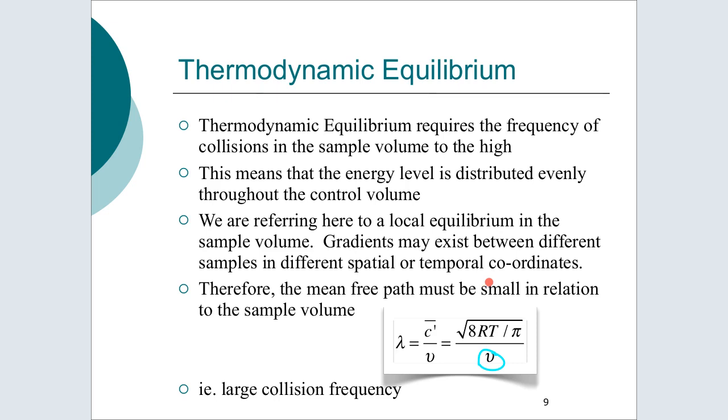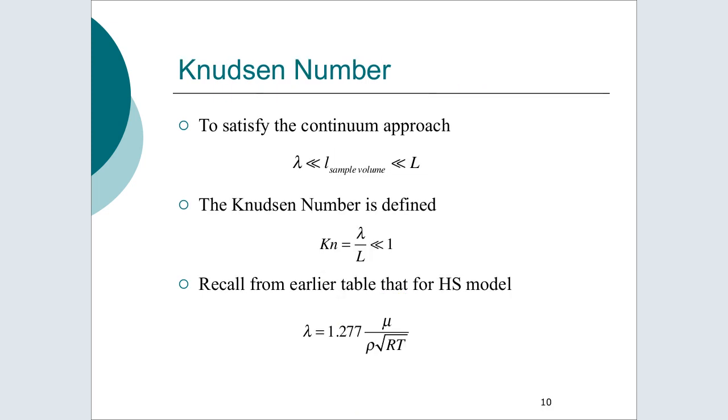And don't be caught up here saying that this means there are no gradients. We will still have gradients existing between different samples and different spatial or temporal coordinates. If you use this kind of CFD grid analogy, I find it quite useful to try and understand this. So what we require, therefore, is that the mean free path must be small in relation to the sample volume, so that we need this large collision frequency. Okay, so what that is telling us is that the mean free path must be much less than the sample volume, which must be less than the length scale of the system.